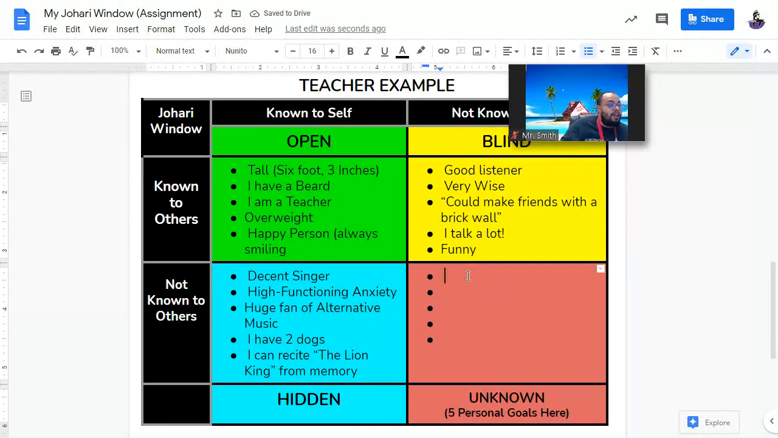All right, now we move into the unknown section. So this is just five personal goals here. Since we don't know anything about ourselves that we don't know, you can't just leave this blank. So we're putting five personal goals here.